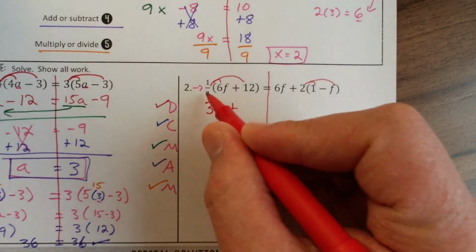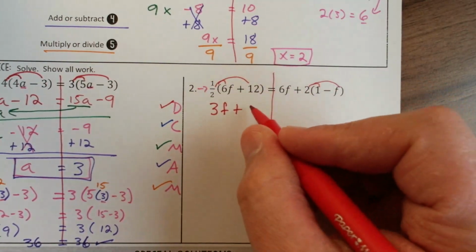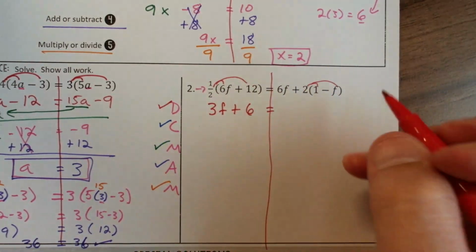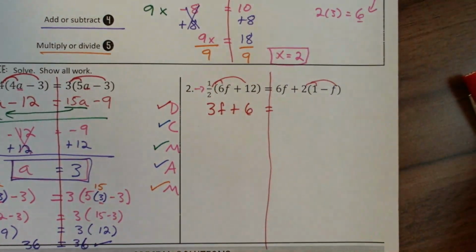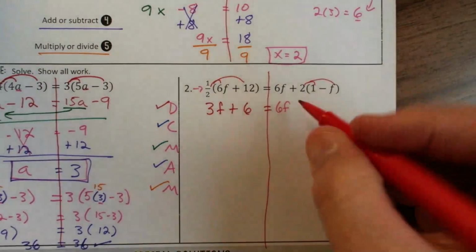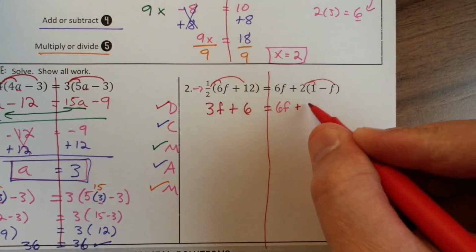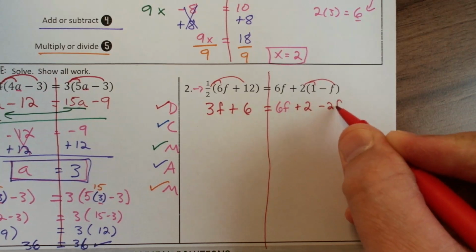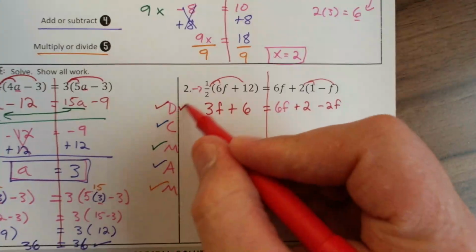Half of 12 is just 6. Boom, done. That fraction isn't all that scary at all. Nothing happens with this 6f. It's not distributed. Nothing's done with it. Plus 2 times 1, 2. 2 times negative f, 2 and negative f's. Boom, distributing, done.